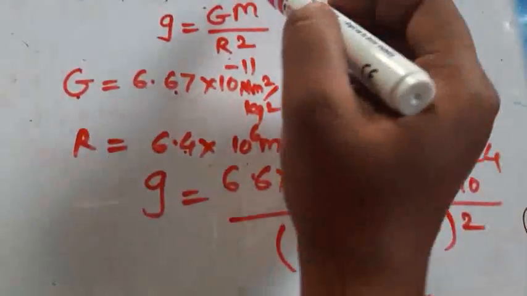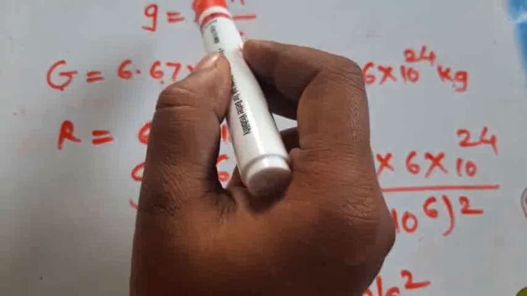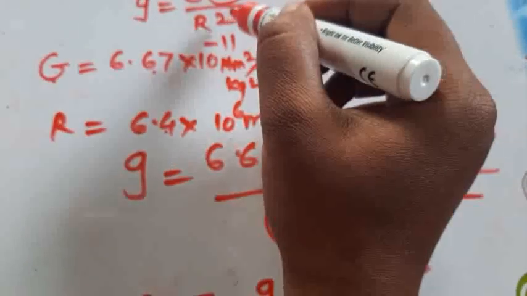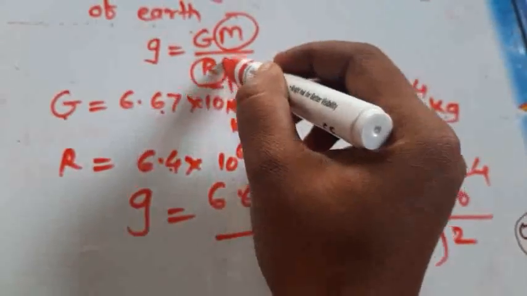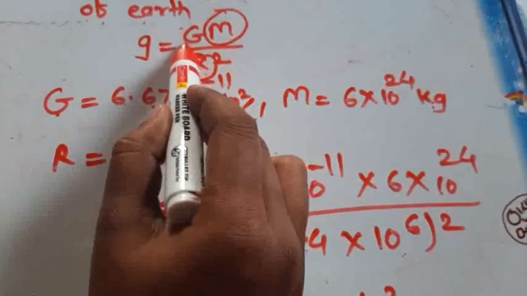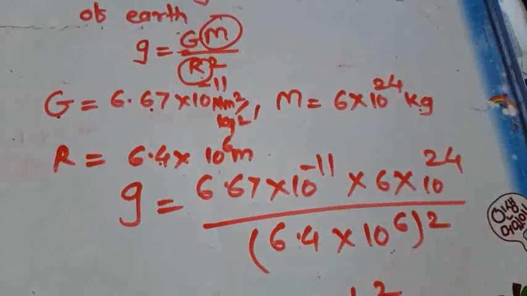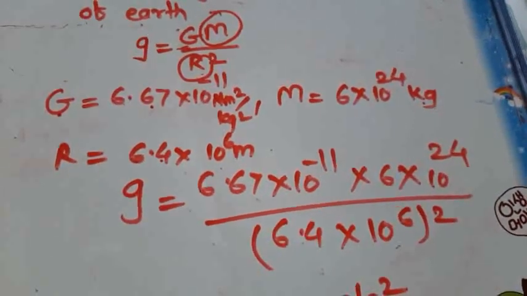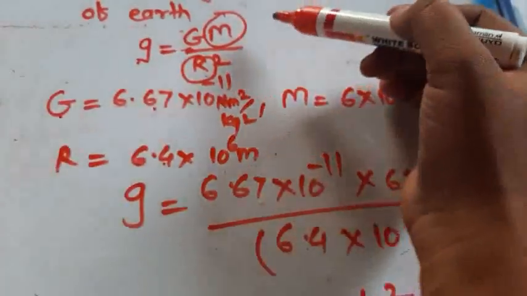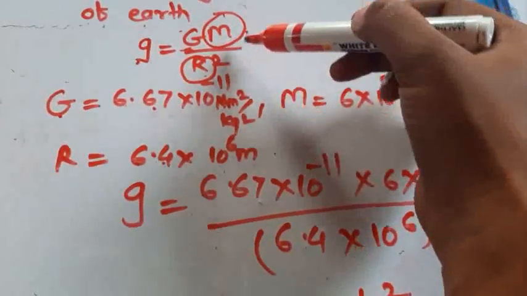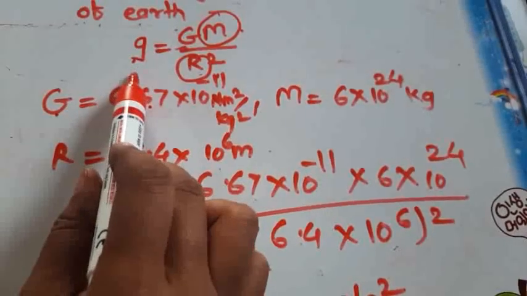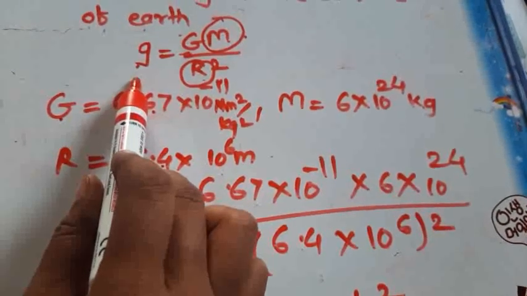From the formula you can see that this acceleration due to gravity is dependent only on the mass of the object and the radius of the object, because the value of gravitational constant is always the same, and it is 6.67 into 10 raised to minus 11. So the value of g is dependent only on the mass of the object and the radius of the object. That's why acceleration due to gravity on different planets is different.